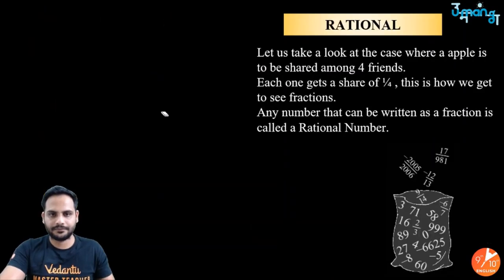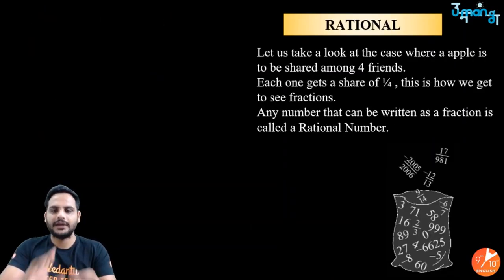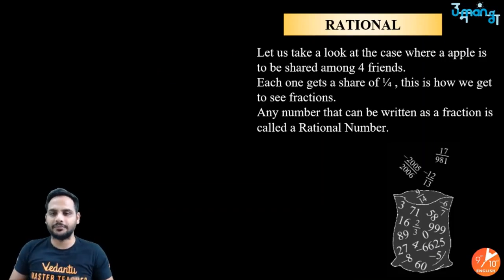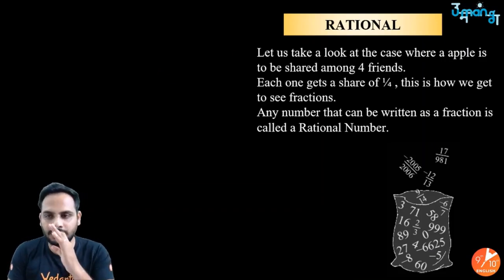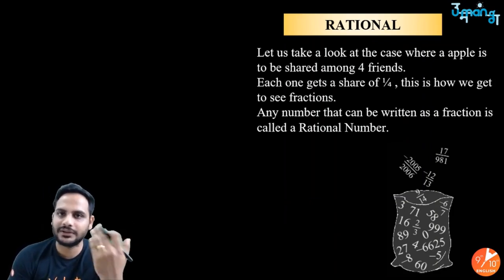Okay, so after that comes the part of rational number. Now understand the definition of rational number, which is very important. First thing, if you will see that other than 1 and 2 there are some other numbers as well, right?